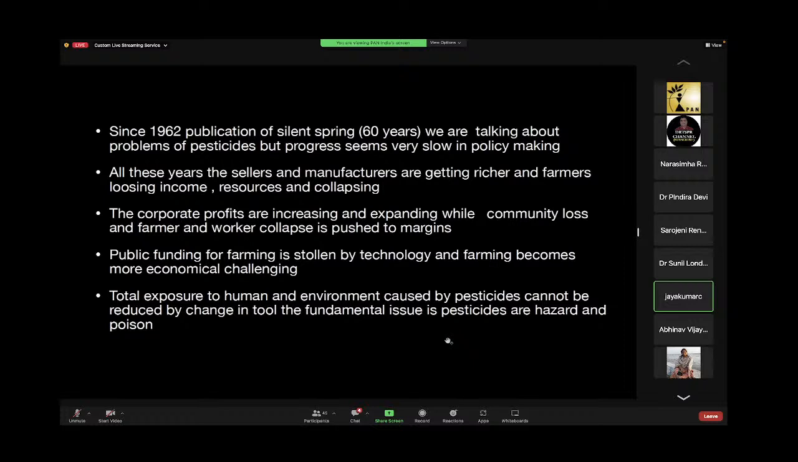So all this, even after, there could be things which were happening before we knew about them. And public knowledge of pesticides has existed for the last 60 years, and many things are continuing without any slowing of the business. All these years, the sellers and manufacturers are getting richer and richer, and the farmers are losing income, the resources are lost, and the entire agriculture systems are collapsing in most of the developing countries, including India.